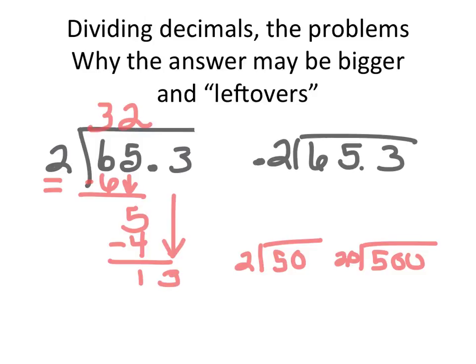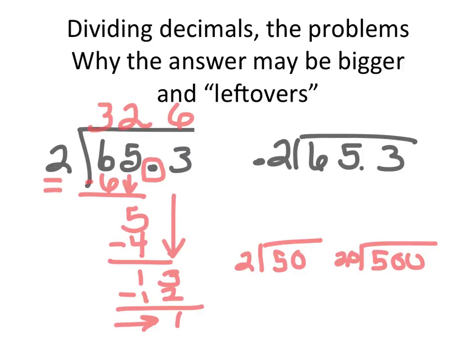How many 2's are in 13? And the answer would be 6. 6 times 2 is 12, so we have one we haven't used yet. So now we have a couple of questions. What do we do with that decimal point, and what do we do with this remainder? So students need to understand a couple of things here.